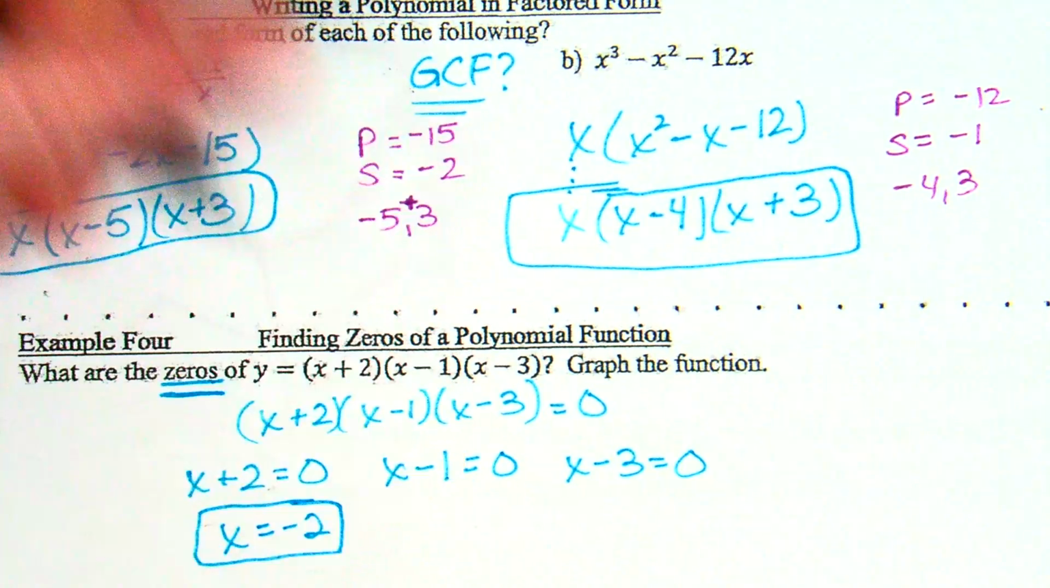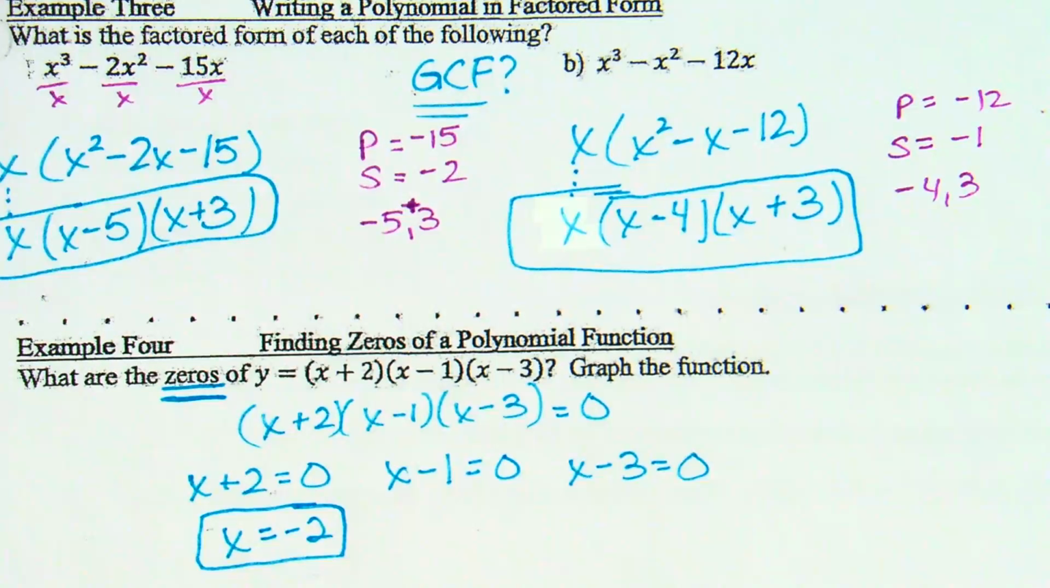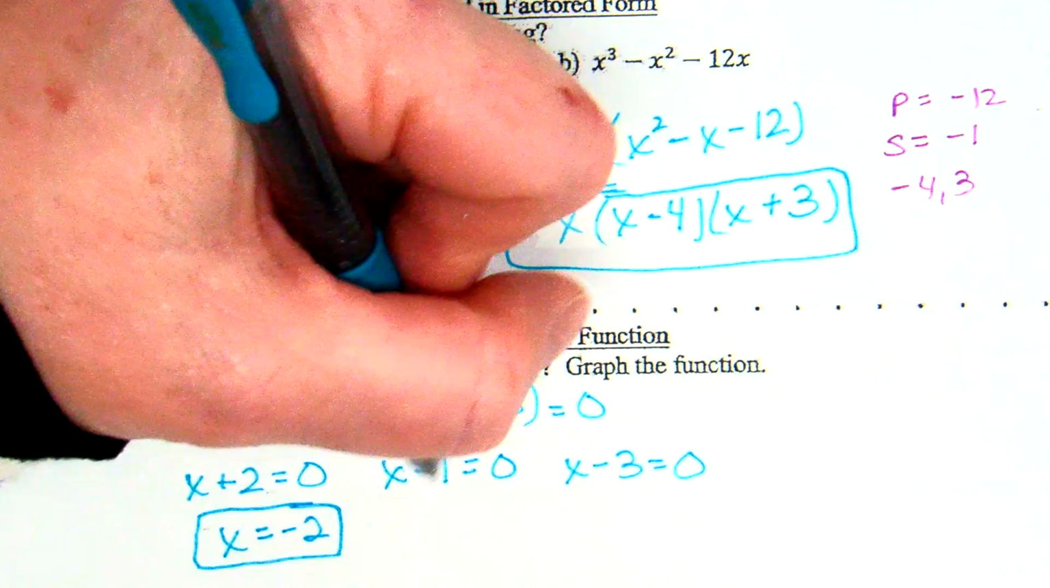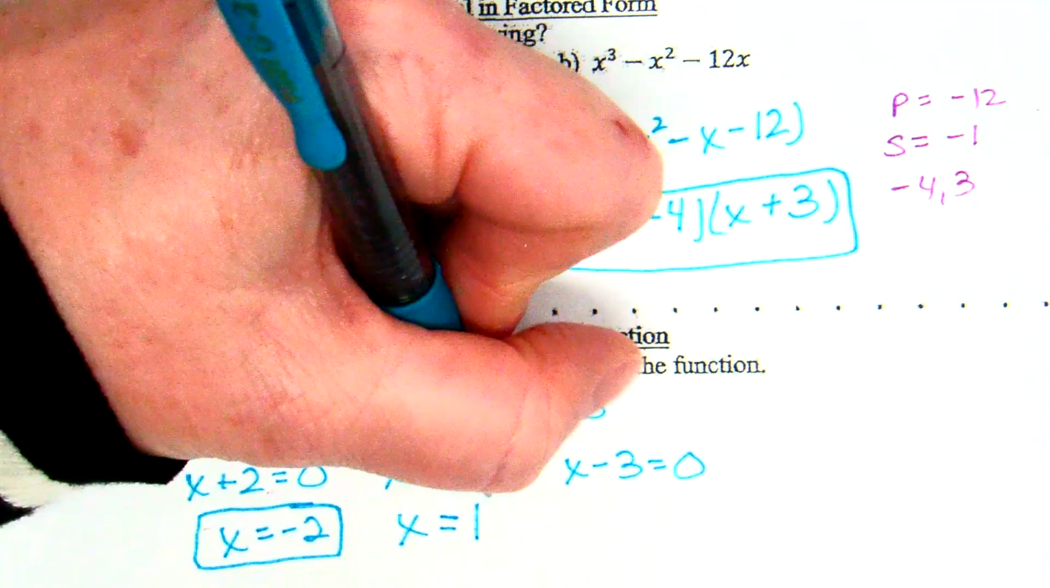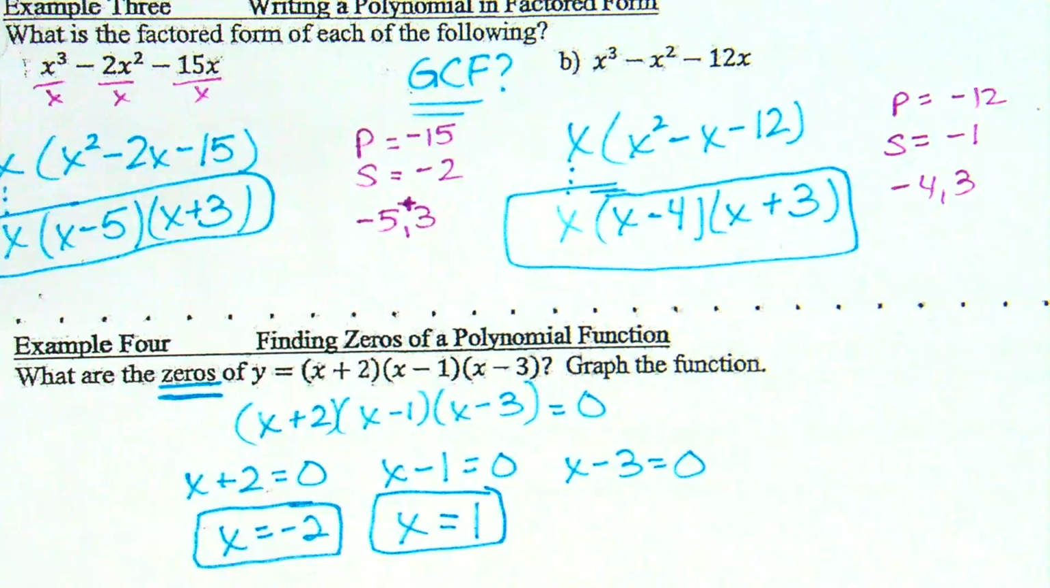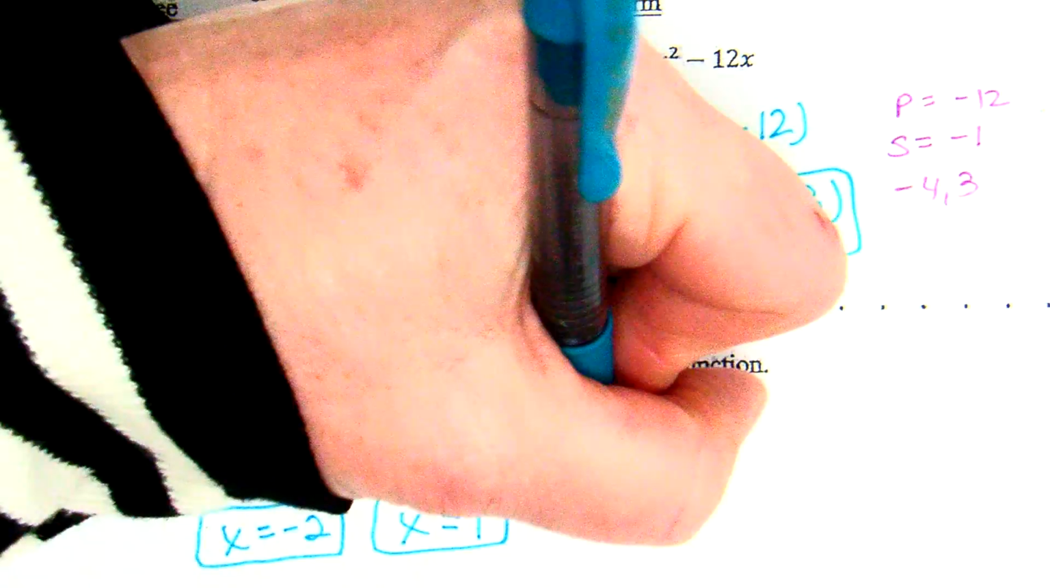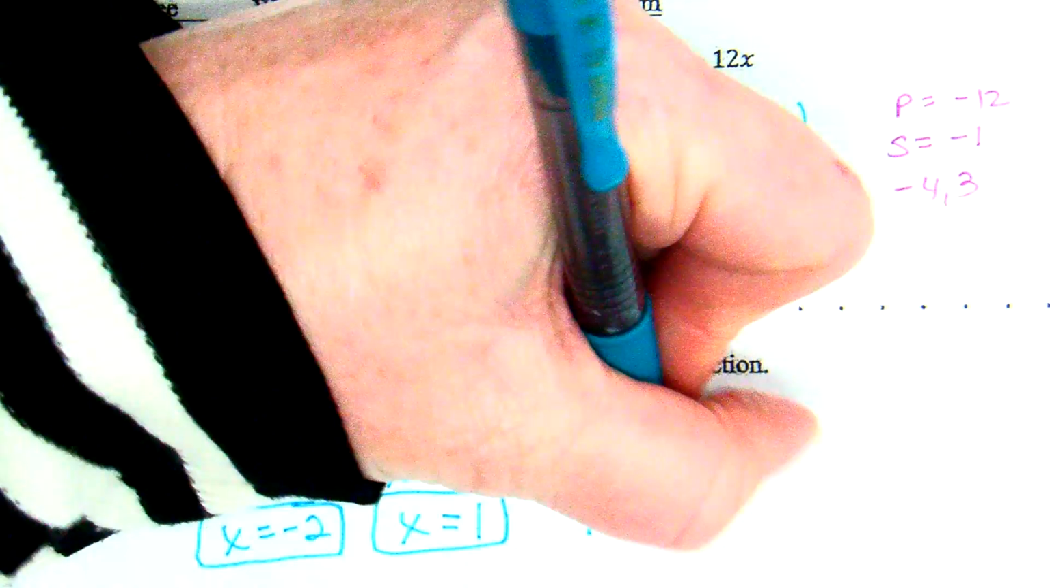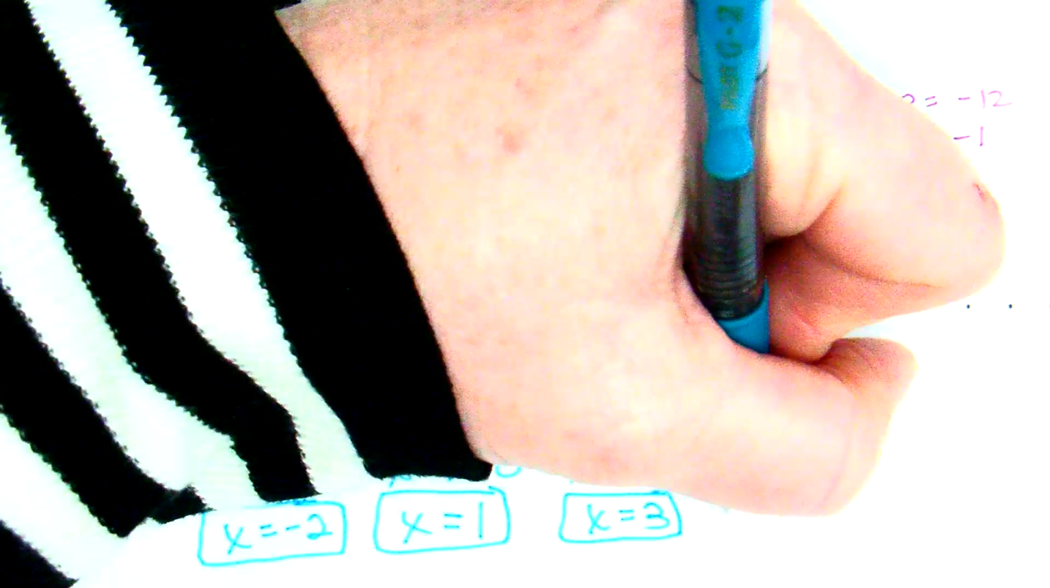If it's x minus 1, what happens? Add 1, and you have x equals 1. And if it's x minus 3, add 3, and x equals 3. And what were these called? Zeros.